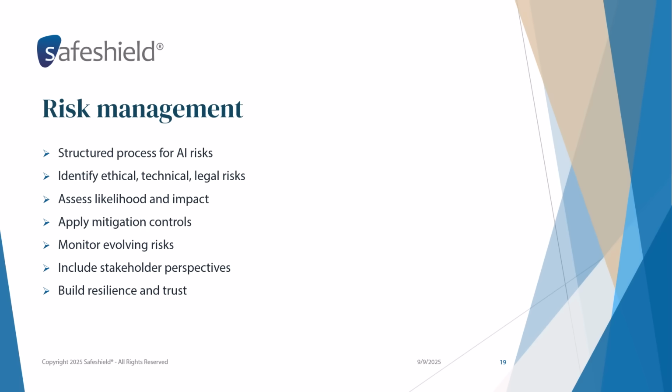Risk management is central to AI governance because it provides a structured way to identify, assess, and mitigate risks that arise from AI systems. AI introduces unique risks such as bias, lack of transparency, adversarial attacks, and unintended consequences from model behavior. Governance frameworks like ISO 42001 and the NIST AI Risk Management Framework integrate risk management as a core function. The process begins with risk identification, including technical, ethical, legal, and reputational risks. Next, risk assessment evaluates the likelihood and impact of each risk.